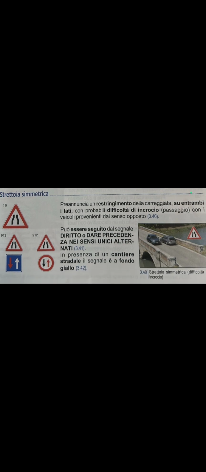So in the presence of a road construction site, with this very signal, the inner color of this signal will be yellow. Il segnale a fondo giallo. So when there is a construction site on the road, when there is work in progress on the road, the triangle signal will be yellow. Then strettoia simmetrica.